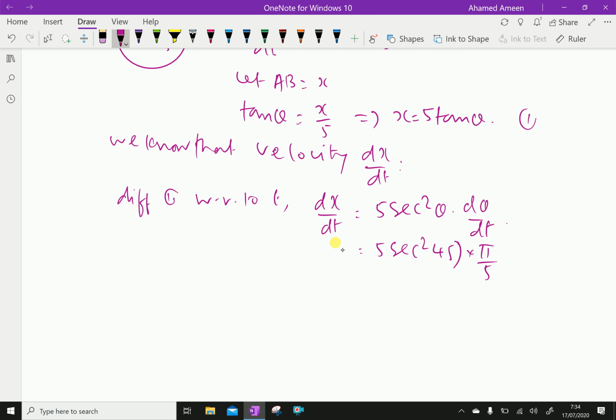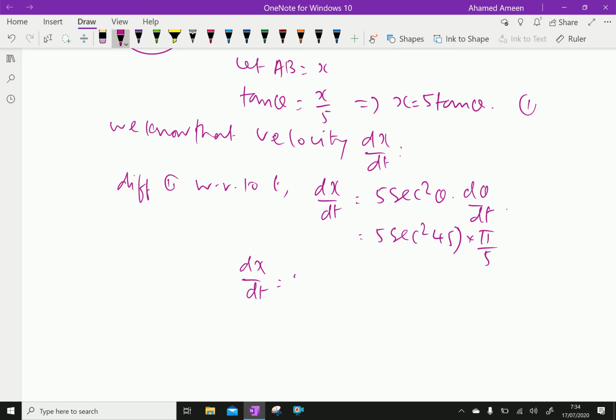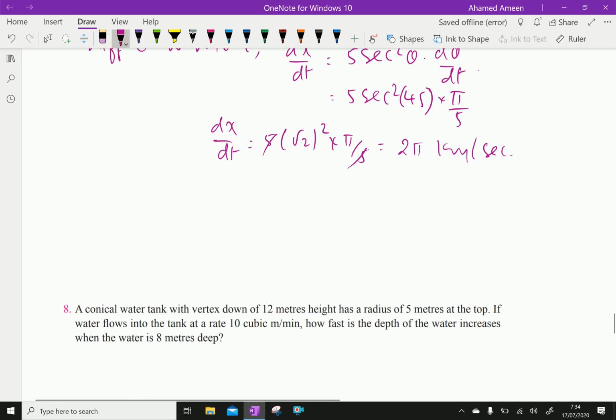Now therefore dx by dt is 5 secant squared 45 into pi by 5. Secant 45 is root 2, so root 2 squared is 2, the 5 and 5 cancel, and we get 2 pi kilometer per second that the beam spreads. Now question number 8.